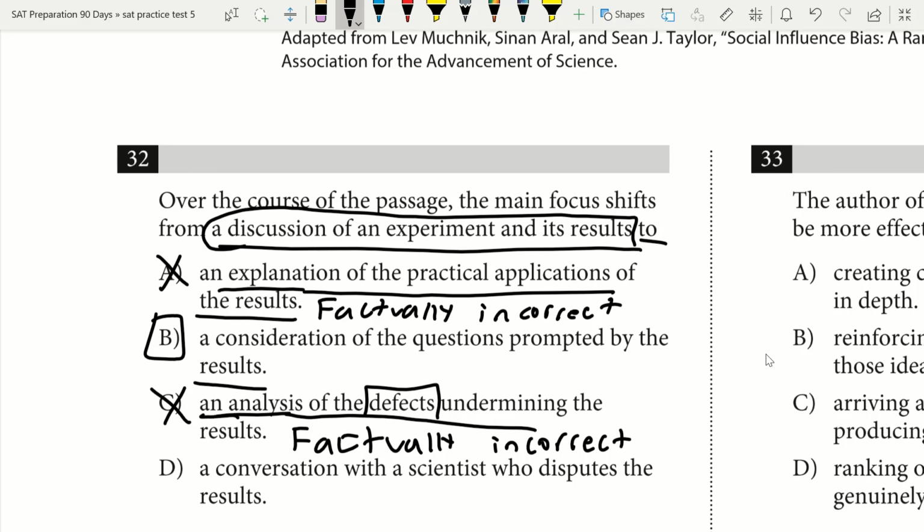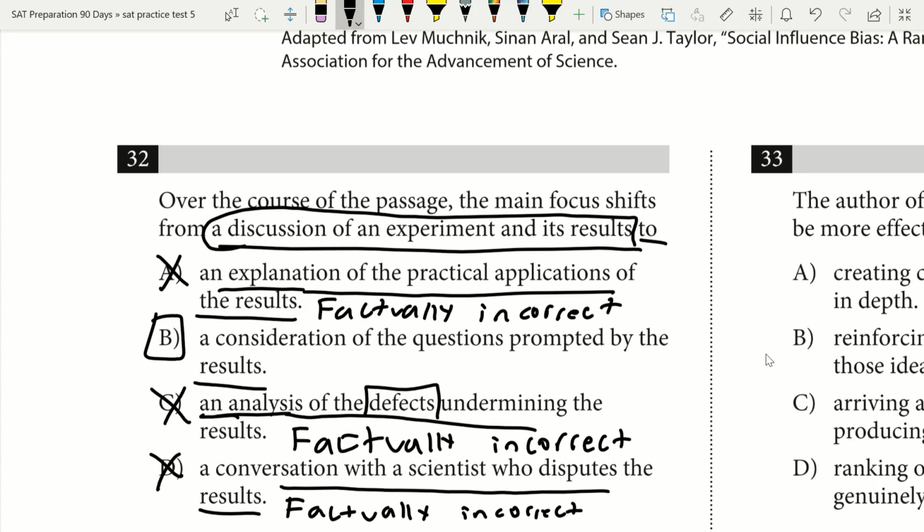D, a conversation with a scientist who disputes the results. There is no conversation with a scientist who disputes the results. Once again, it's not even in the passage, it's just factually incorrect, right? It's just not in the passage. So answer choices A, C, and D were just not even in the passage. So the answer choice there was going to be B. B is the correct answer there.